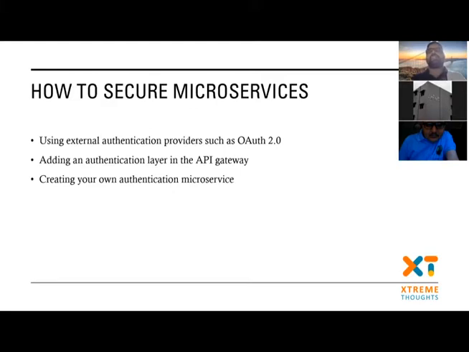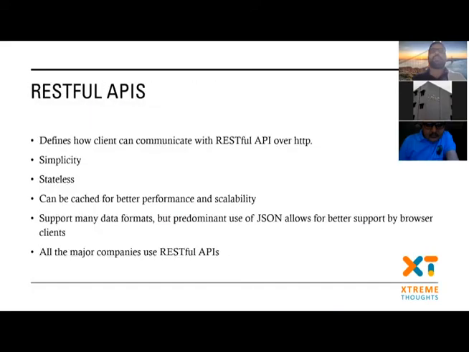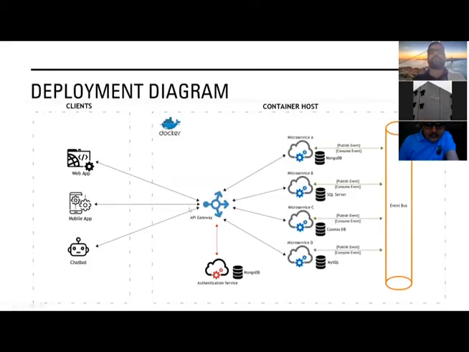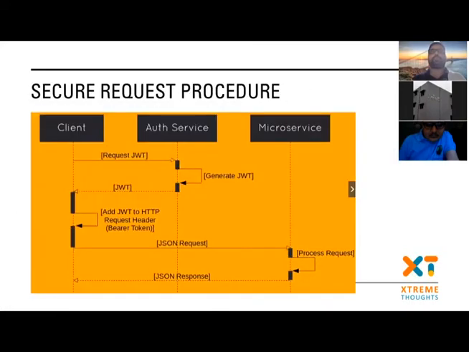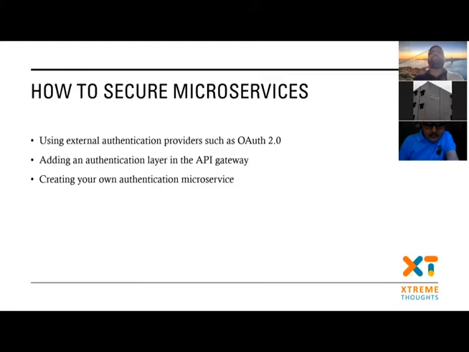Adding an authentication layer in the API gateway. As we saw in the diagram, I'll bring that diagram again. All these calls are authenticated first before they move further. So the API gateway first makes sure that the calls are authenticated. Okay, and you can also create your own authentication service and register that with the API gateway. The API gateway will use the custom authentication service instead of any third party.